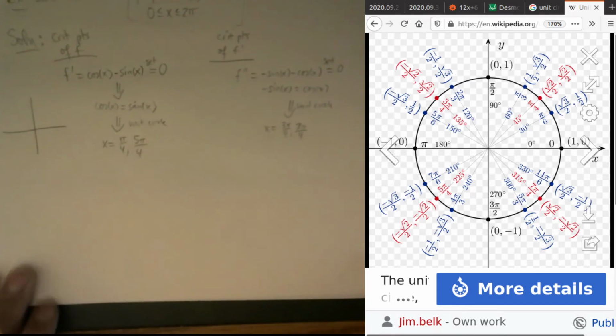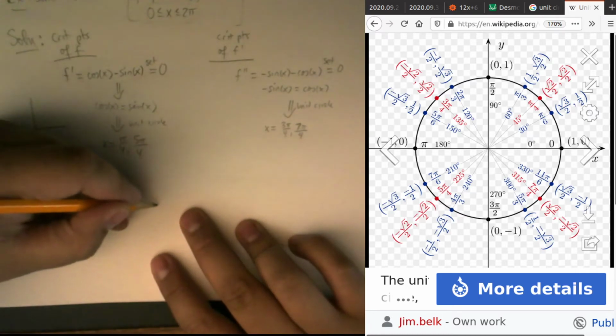And to finish this problem up, and like I said, this is the last problem I'm doing today because it's a weird day.